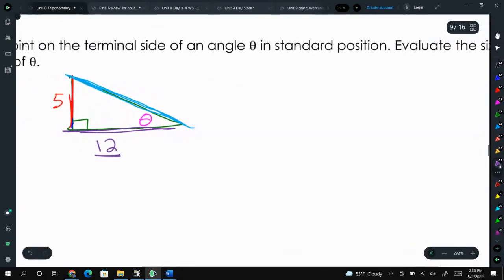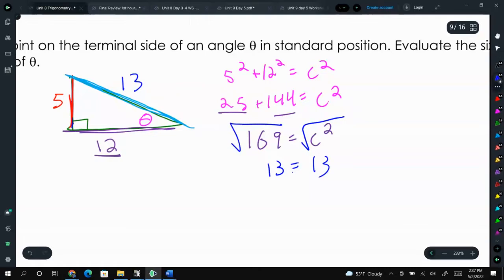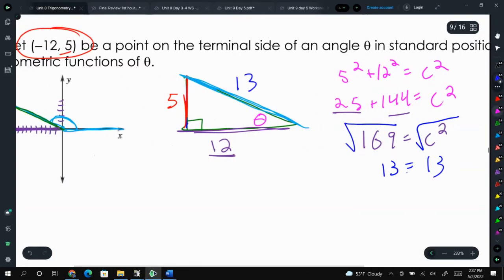So first we'll do the Pythagorean Theorem over here. 5 squared plus 12 squared equals c squared. So we're going to get 25 plus 144 equals c squared. 25 plus 144 is 169, and we know that 169 is a perfect square. So the hypotenuse is 13. Now that I know that the hypotenuse is 13, let's go ahead and label these sides in green. So this is the hypotenuse. This is the opposite side because it doesn't touch the angle. And that makes this the adjacent.